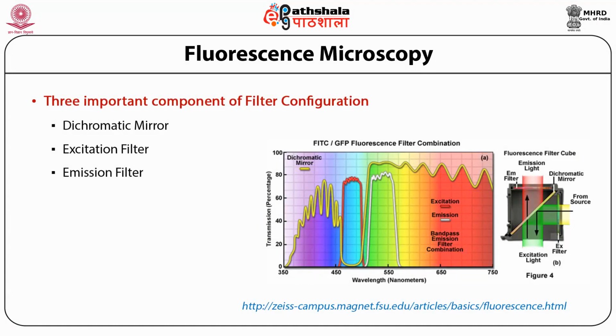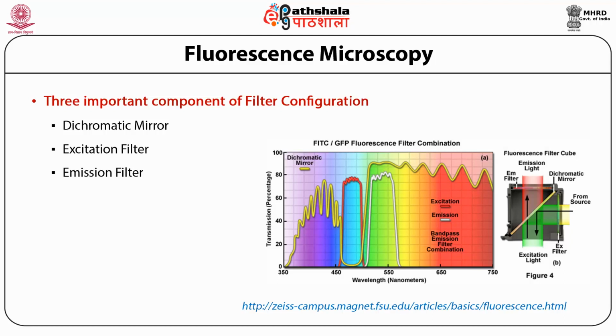So in the previous graph we showed how the excitation and the emission filter are used to generate a fluorescent image. Here is the configuration, a filter assembly. As I mentioned in our previous module also, the filter assembly contains three important components: dichroic mirror, excitation filter, and the emission filter.